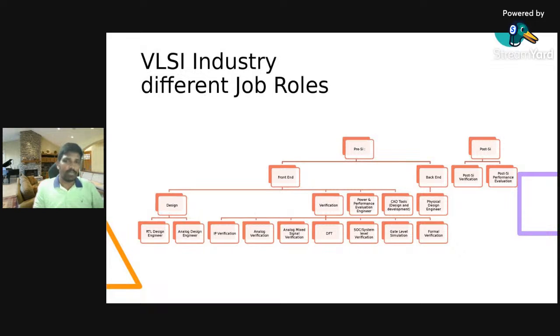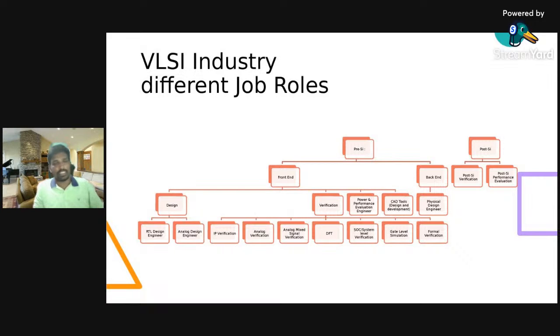We have AMS, analog mixed signal verification, and there will be engineers involved there as well. And to make sure that the project is defect free, we have DFT, design for test, and for all the integrations of various IPs, we have SOC or system level verification also available.